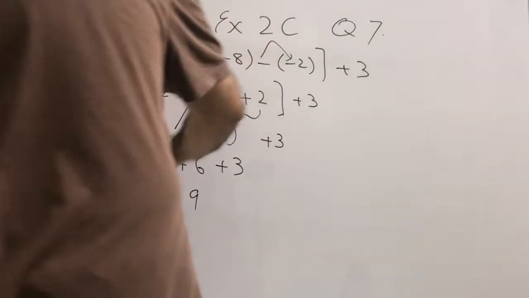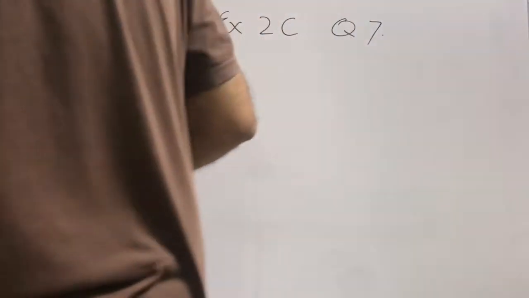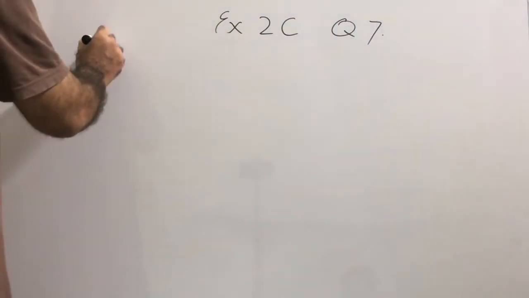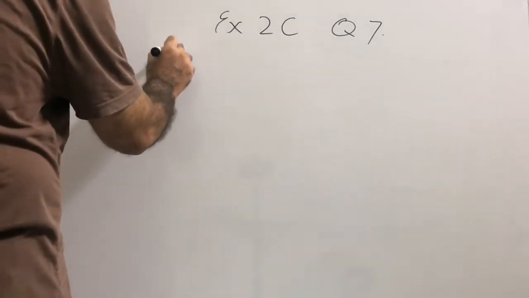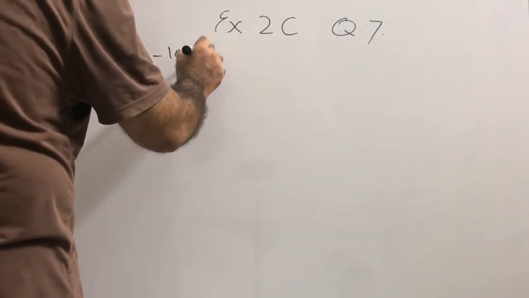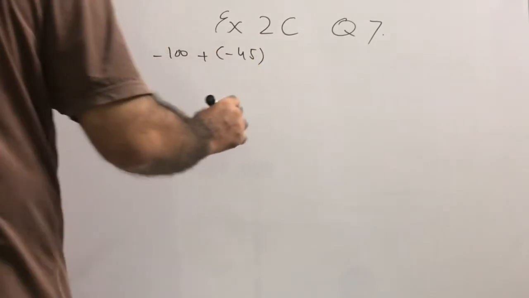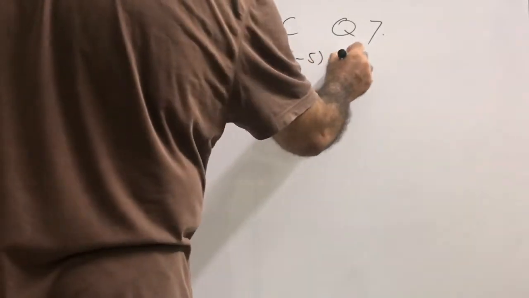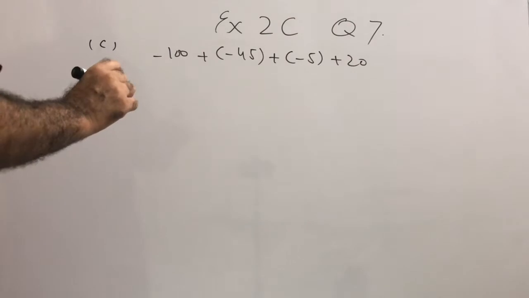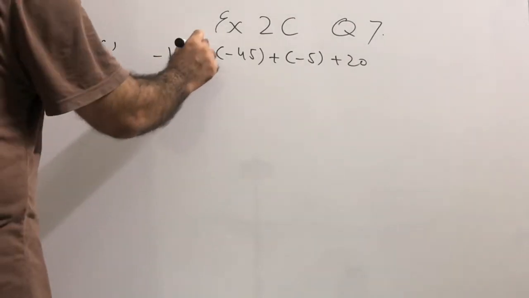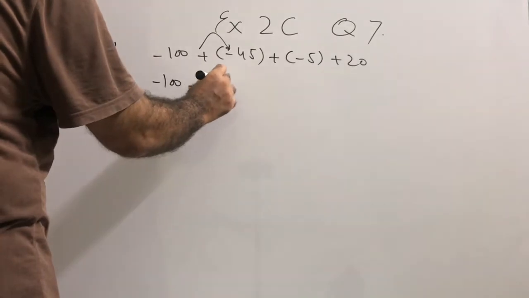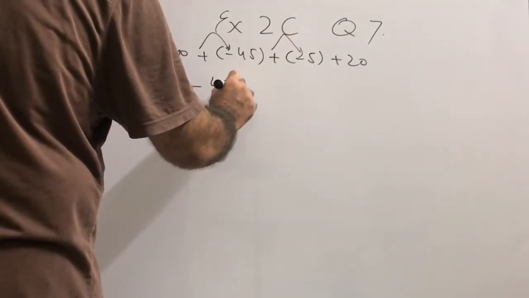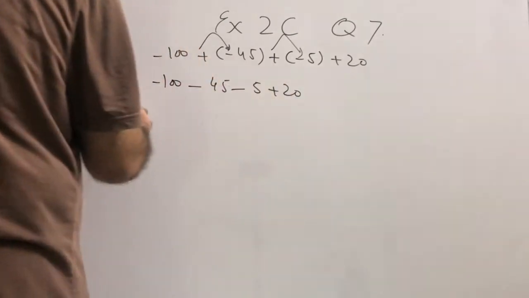Now we move ahead to part C. We just need to go systematically step by step. Part C is minus 100 plus minus 45 in the bracket plus minus 5 in the bracket and plus 20. The very first step is that we need to open the brackets. This comes as such, plus will multiply with the minus, it becomes minus 45, plus multiply with the minus becomes minus 5 plus 20.